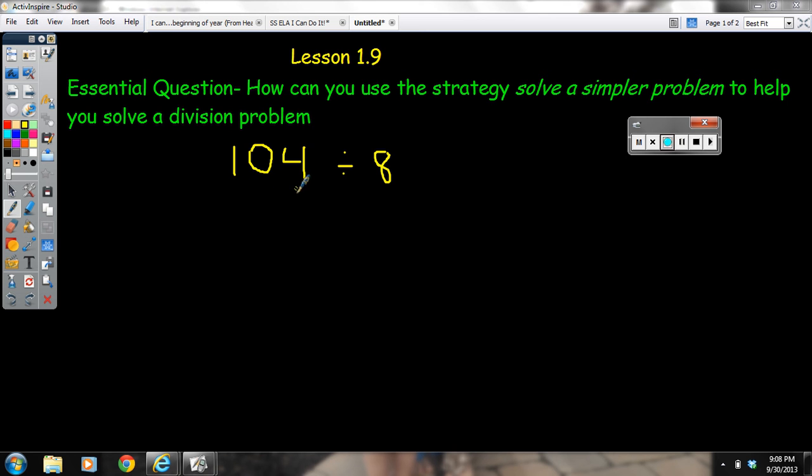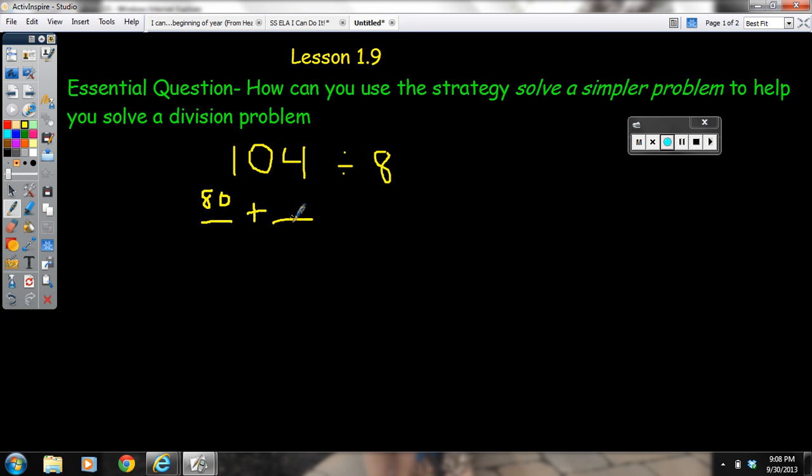What we're going to do is look at this 104 and break it up into simpler numbers. In order to do that, we need to take a look at the divisor. So we're going to come up with two numbers that add up to 104, and we're going to use this divisor. Normally we take this divisor and multiply it by 10. We multiply it by 10, we get 80.